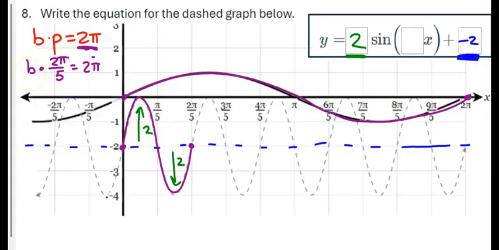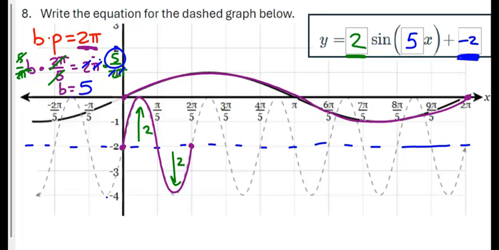So we need to figure out what b value we multiply by 2 pi over 5 to get 2 pi. There are a couple of ways of doing this. I'm going to use the reciprocals. If I multiply both sides by the reciprocal, the 5's cancel out, the 2 pi's cancel out. So on the left side, all I have left is b. On the right side, the 2's and the pi's cancel out, so the only thing that's left is 5. So the b value of this problem is 5.